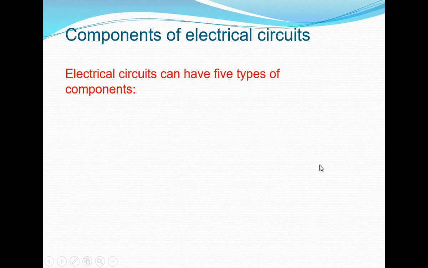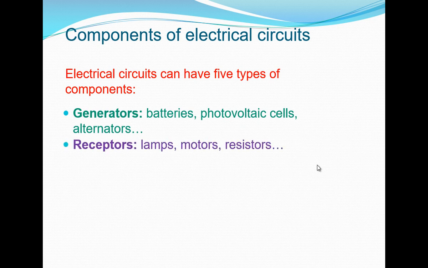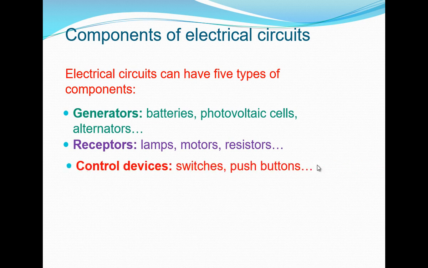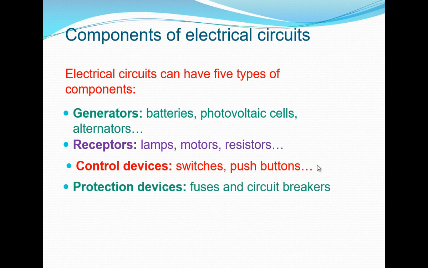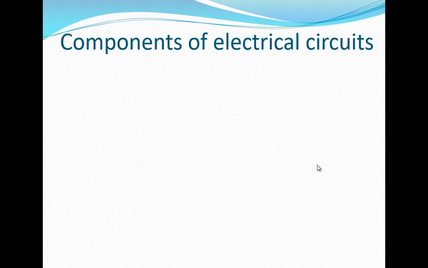Electrical circuits have different components. Different types of components: generators, such as batteries, photovoltaic cells, alternators; receptors like lamps, motors, resistors; control devices such as switches, push buttons; protection devices such as fuses and circuit breakers; and wires that are conductors covered by isolating material. Let's explain each one of these components one by one.